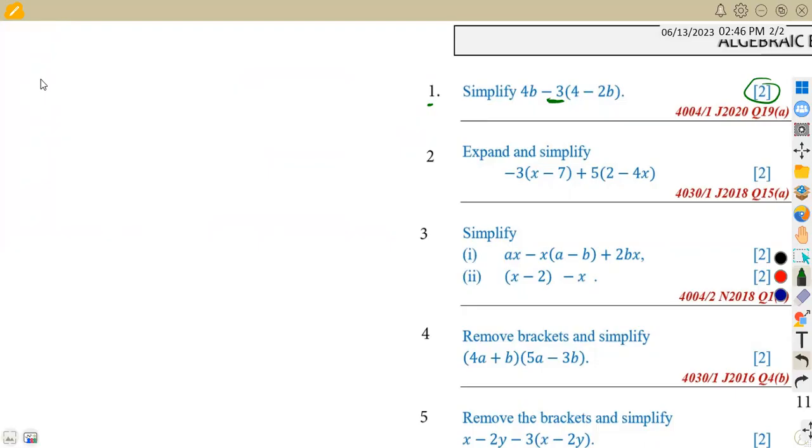All right, so let me quickly have this. We have 4b minus 3 into 4 minus 2b. That was our question. So let us expand and see what you're going to have. That will be 4b in this case, negative 3 times 4. You're multiplying negative 3 and 4, which is a negative and a positive, which is going to give us negative 12.